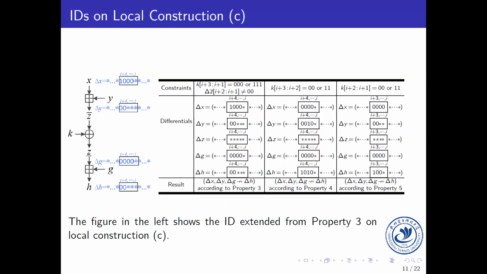Only in some weak cases like this, according to property 4, K(i+2) and K(i+3): when this 2-bit key is 00 or 11, the IDs will happen. Similarly, if there is a constant here, we need to put some constraint on the constant so that the IDs will happen.